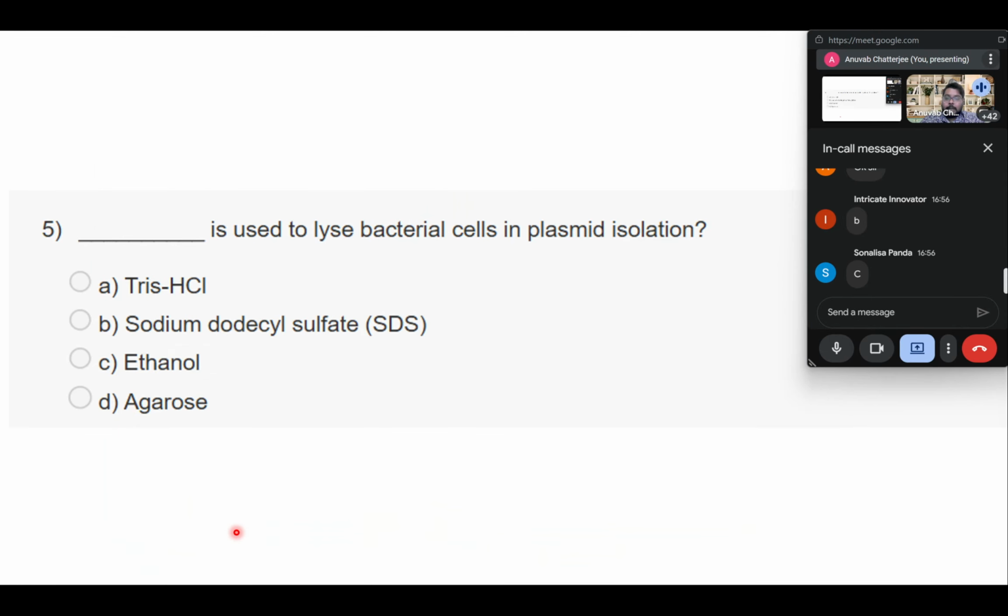But as the question has asked us, what is used to lyse the bacterial cells in plasmid isolation? The answer is SDS. SDS is what lyses the bacterial cells. Everything else is used for different things. Tris HCl is used to maintain the pH of the solution. Ethanol is used to drop the polarity so that our DNA precipitates out. And agarose does not do anything here. Agarose is absolutely rubbish.